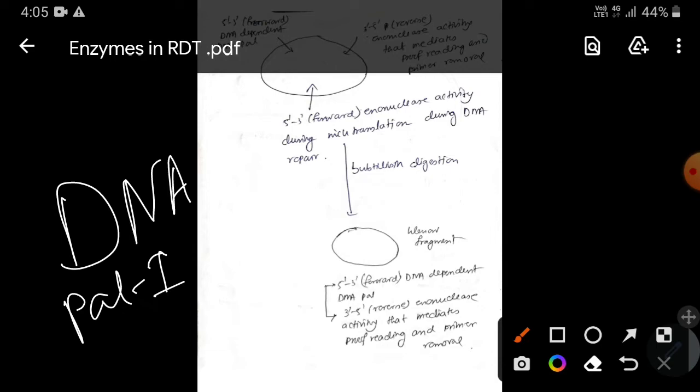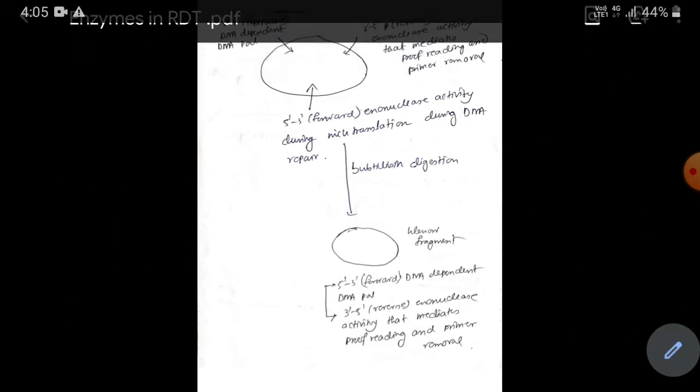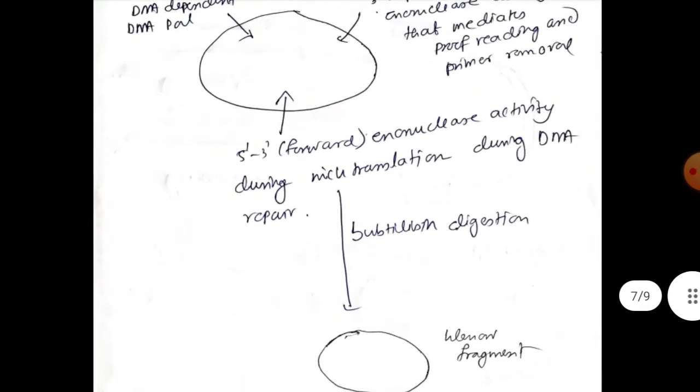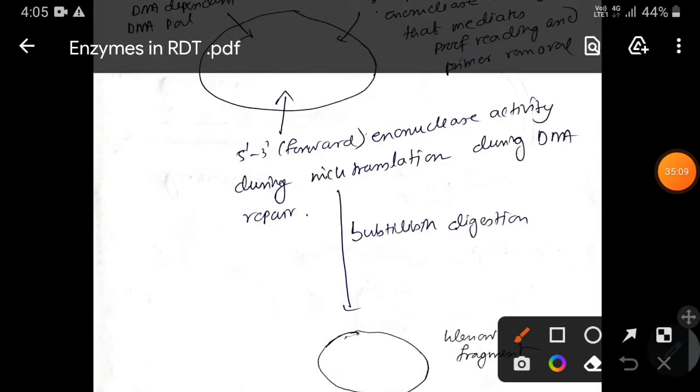DNA polymerase 1 has three types of activity, as we have discussed: 5' to 3' exonuclease activity, which I am mentioning here as 5' to 3' E, 5' to 3' polymerization activity, and 3' to 5' exonuclease activity. Remember, the 5' to 3' exonuclease activity is involved in nick translation during DNA repair.